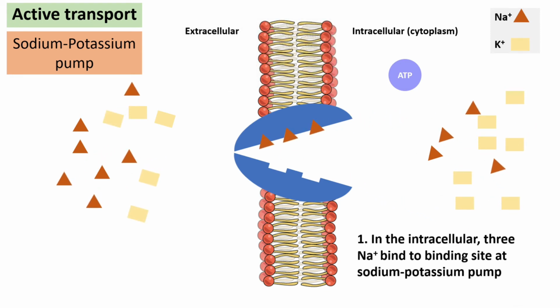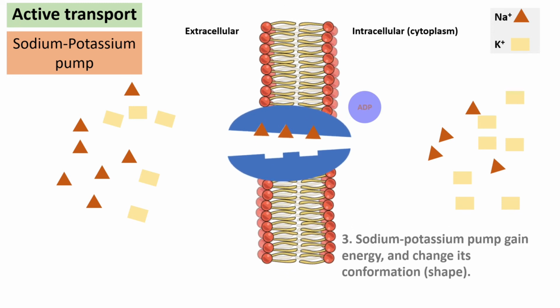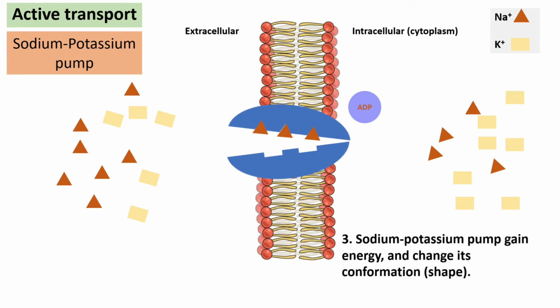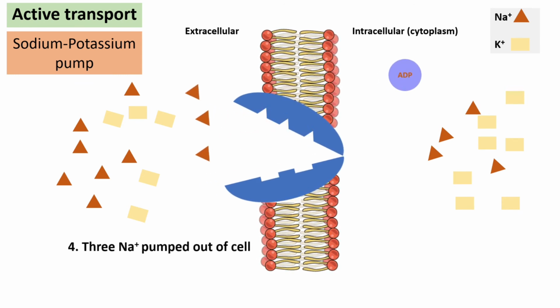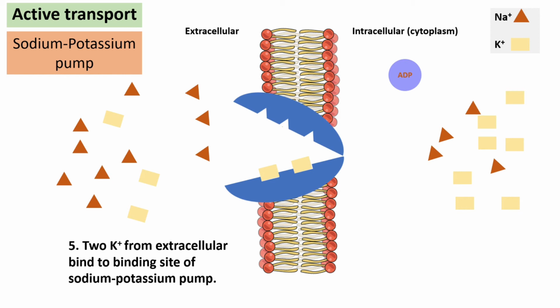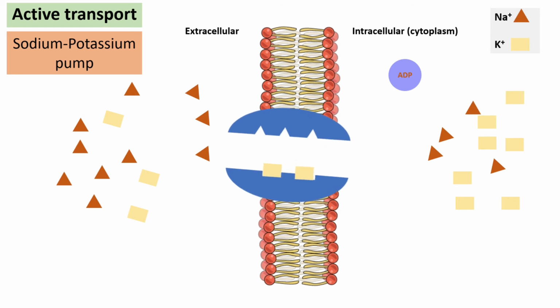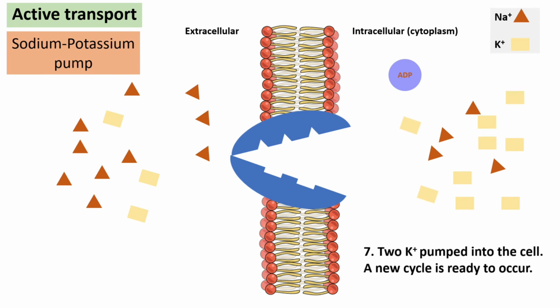Firstly, in the intracellular, 3 sodium ions bind to the binding site at the sodium-potassium pump. ATP will bind to the sodium-potassium pump and provide energy to the carrier protein. Sodium-potassium pump gains energy, and changes its conformation or shape. The 3 sodium ions then will be pumped out of the cell. 2 potassium ions from the extracellular will bind to the binding site of the sodium-potassium pump. Binding of potassium ions will trigger the sodium-potassium pump to return to its original conformation. And then, the 2 potassium ions will be pumped into the cell. A new cycle is ready to occur.